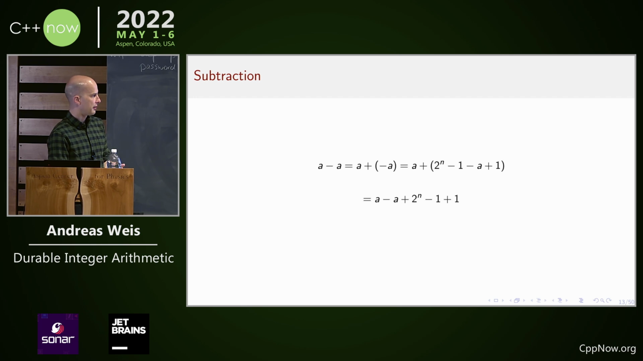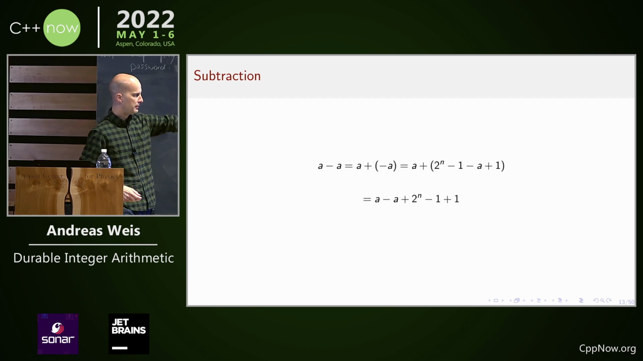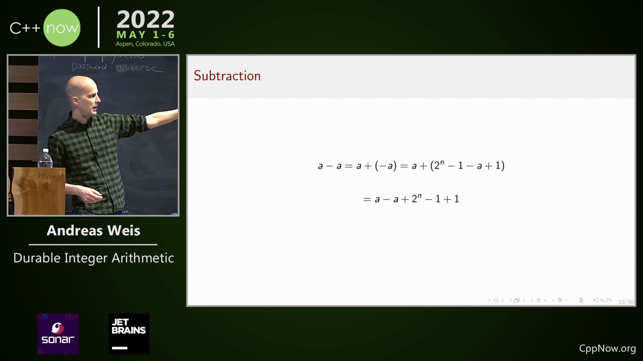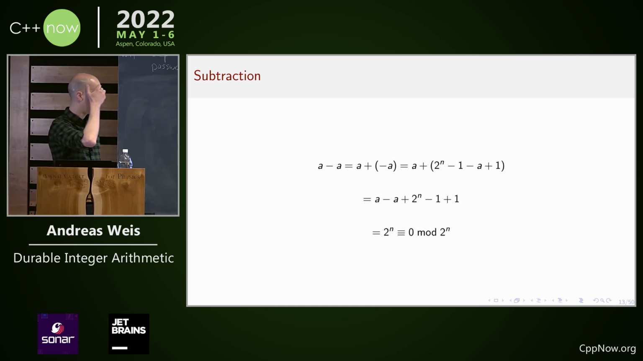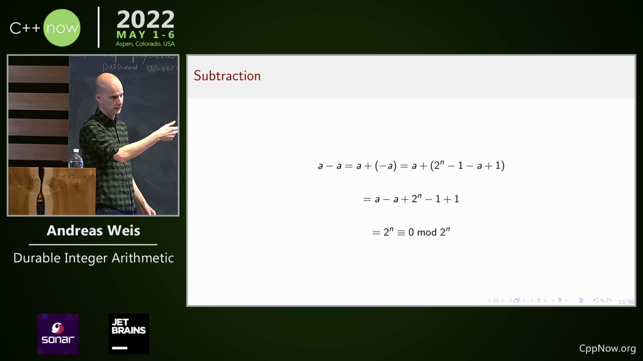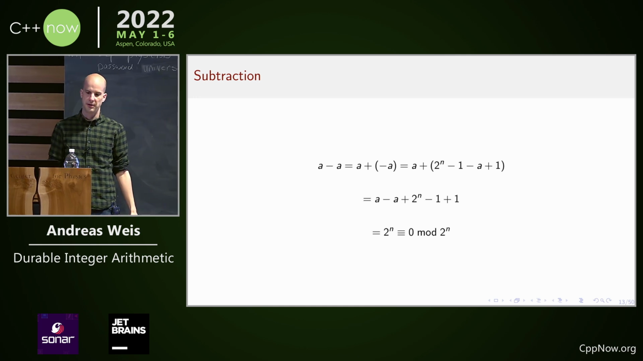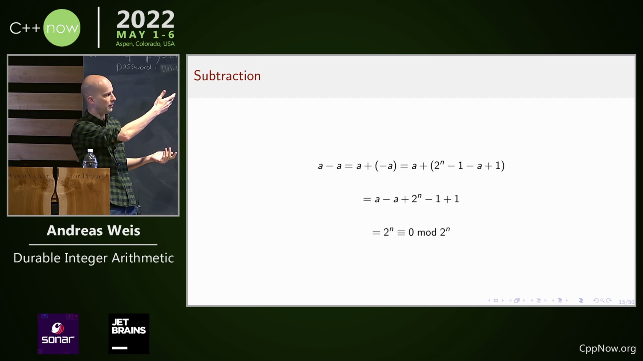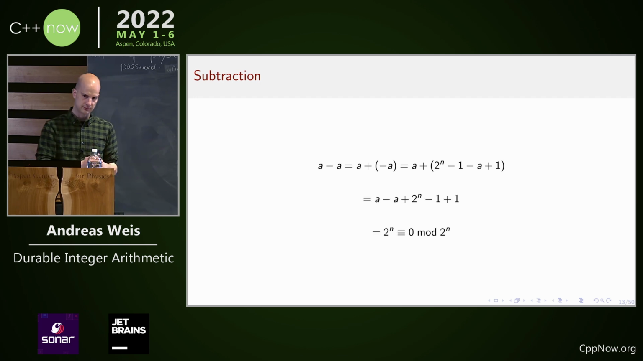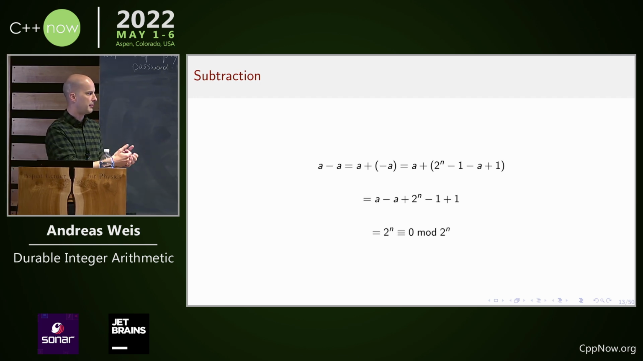And if I now reorder this a little bit, then you see that the a minus a actually cancels out, and the minus 1 and the plus 1 cancel out. And the only thing that remains is 2 to the power of n. And under modular arithmetic, this is equivalent to 0, which is exactly what you would expect as a result if you calculate a minus a. So this is sort of a mathematical intuition why this trick with the 2's complement works to model subtraction.